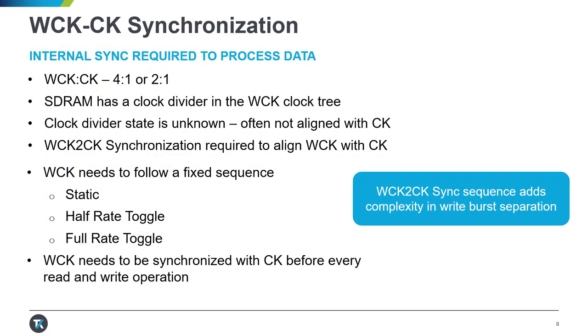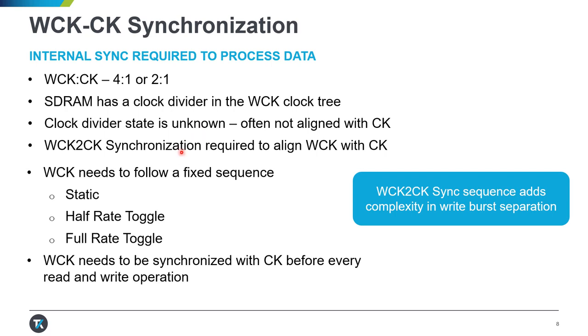LP5 SDRAM has WCK running at 4 times or 2 times faster than clock. Now, inside the DRAM, the internal circuits on WCK clock domain are running much slower as compared to WCK. Now, this is typically achieved by having a clock divider in the WCK clock tree. Our problem is that the initial state of WCK divider is not known, or is rather unpredictable.